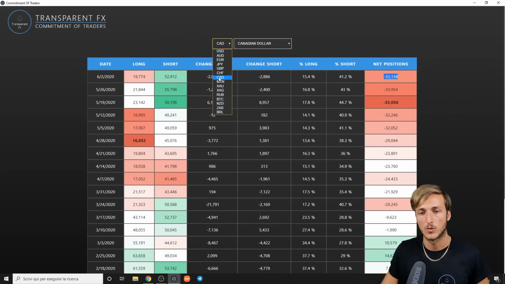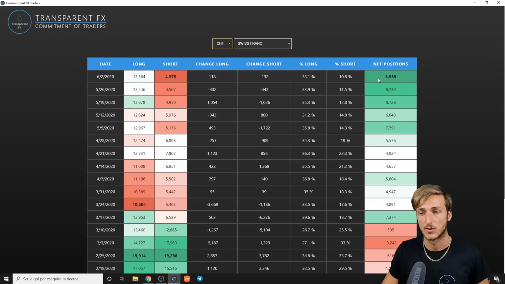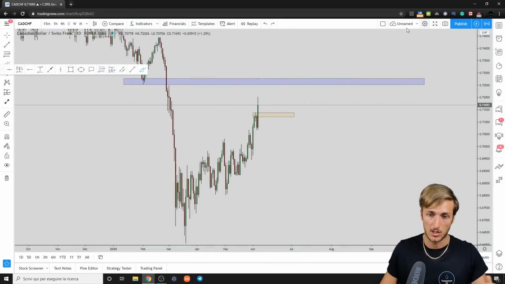And if we go and see what we have from a CHF perspective, we can see that currently we are sitting at 8.9k net positions. So from minus 3k to plus 8.8k, meaning that we went from having way more shorts than longs to having way more longs than shorts. And with the last report, hedge funds have added another 118 long positions on the CHF and closed 132 shorts. So strong CHF, weak CAD in the long term.